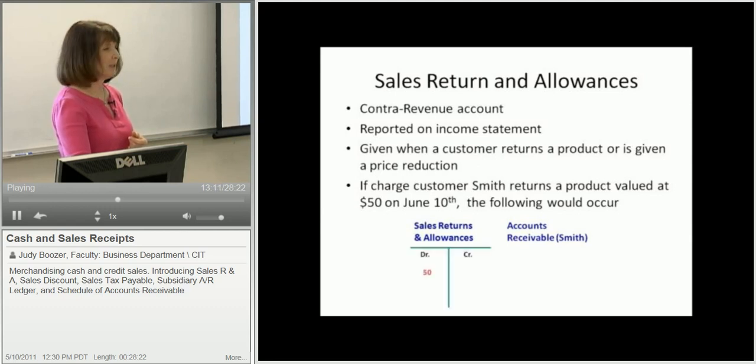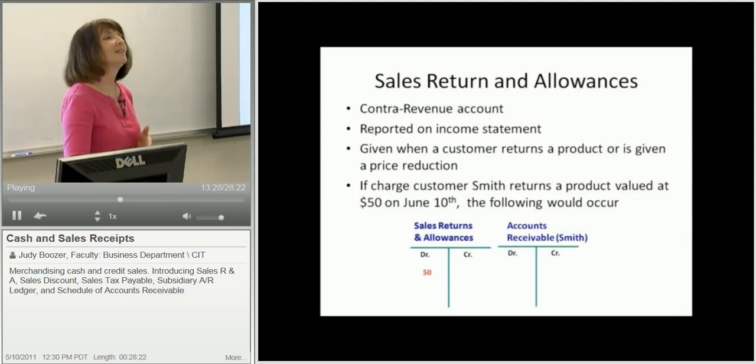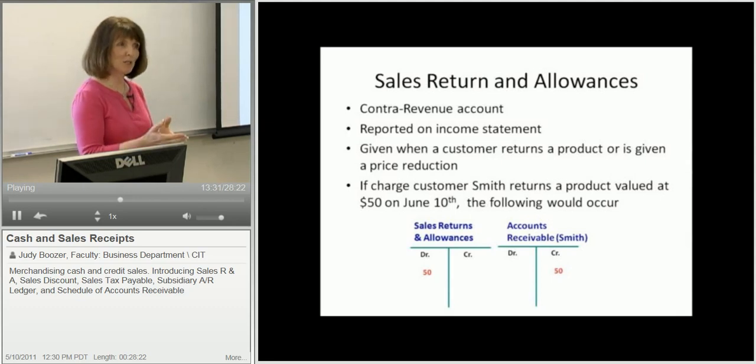So for example, if Smith returns a product valued at $50, the impact would be sales return and allowance for $50 and accounts receivable credit for $50, reducing accounts receivable and reducing Smith's account also. What if you paid cash on his receipt? If you paid cash on it, you're just giving cash back, so receivables isn't impacted, it's just cash. So the credit would go to cash. So if it wasn't on account, but it would still be a sales return and allowance.